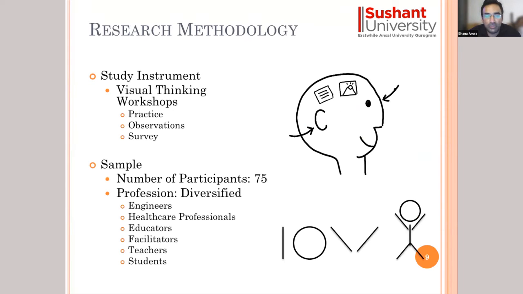So for the research methodology, a workshop was carried out. At the end of the workshop, a questionnaire was distributed, and roughly 75 participants filled out the form, which included engineers, healthcare professionals, educators, facilitators, teachers, and students from different domains and fields.